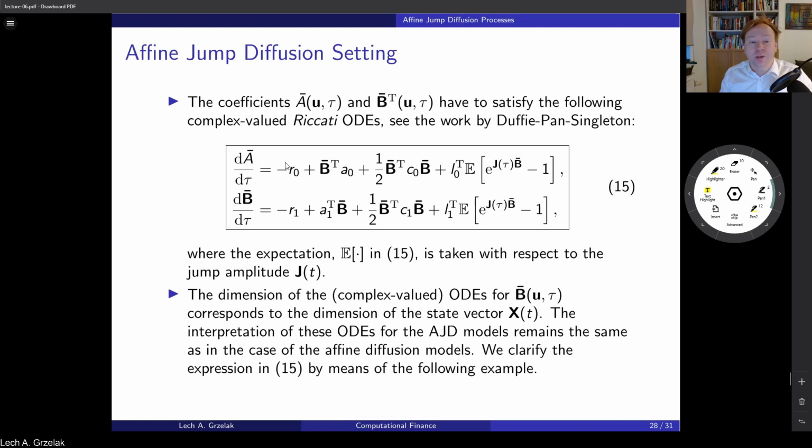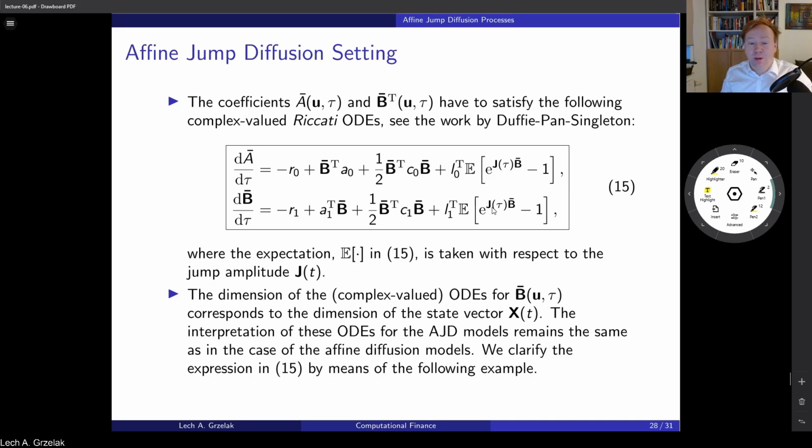So the ODEs, the ordinary differential equations, similar as before, have this term corresponding to linear interest rates, drift and volatility. And we also have, maybe it looks familiar, the expectation of e to the power of jump magnitude times b, minus 1. This term we already saw in the previous lecture when we derived the characteristic function for the jump diffusion model. This term in particular was related to arbitrage freeness and also the PIDE. This is where we have seen this expectation.